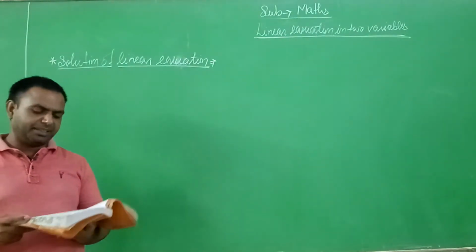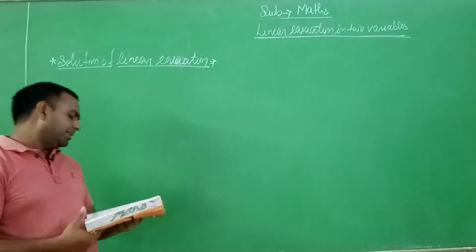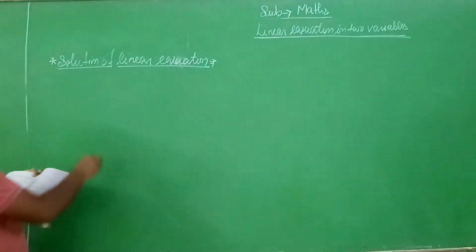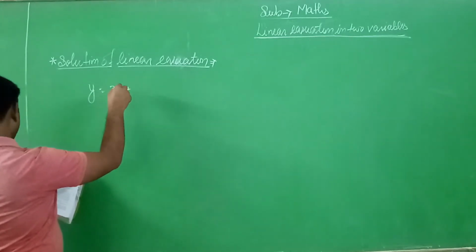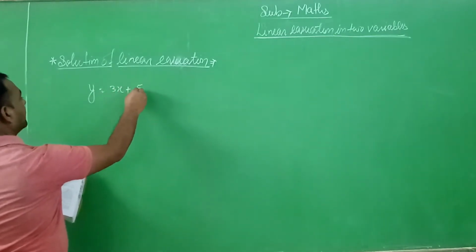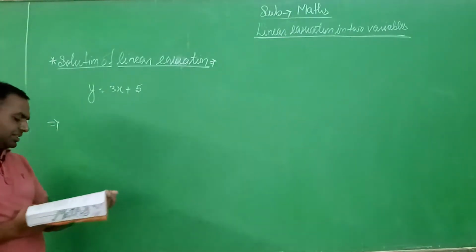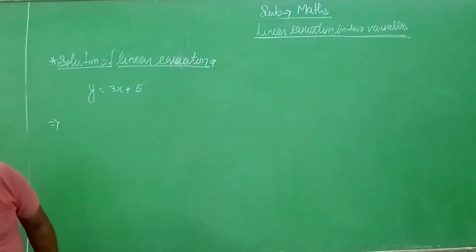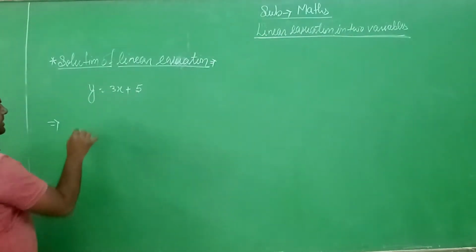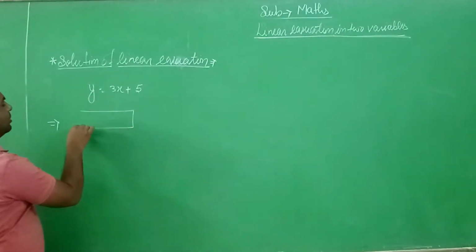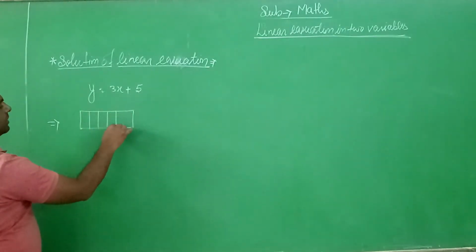The first question is given: y is equal to 3x plus 5. What is the solution of that equation? Here y is equal to 3x plus 5. Suppose that you put in values of x, then you find the various values of y.